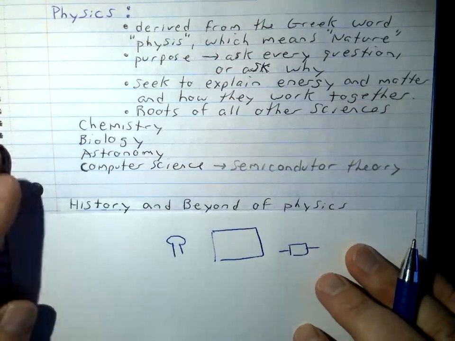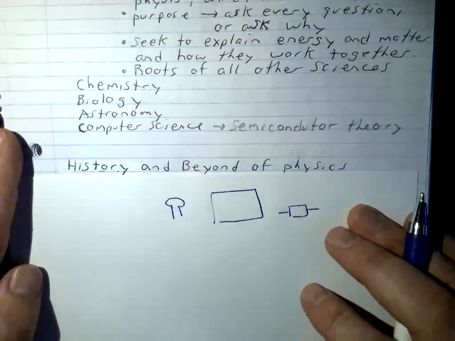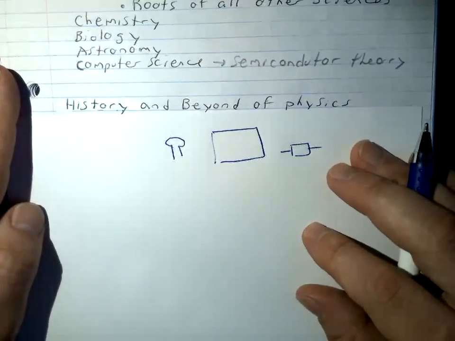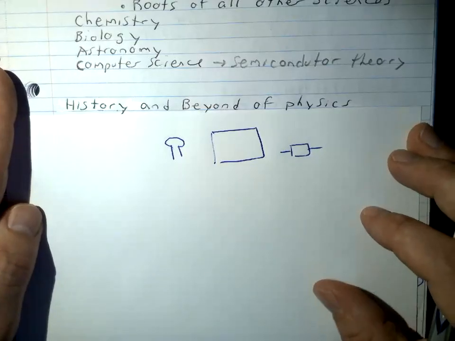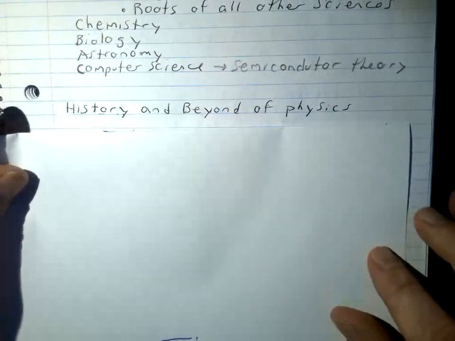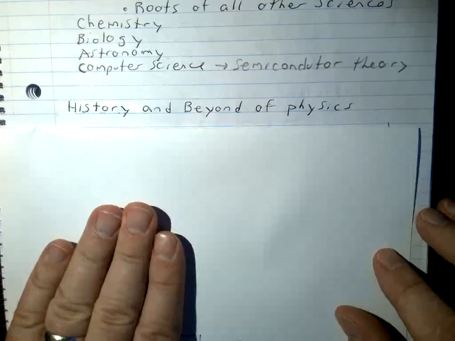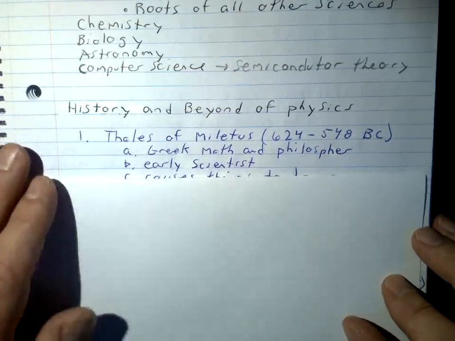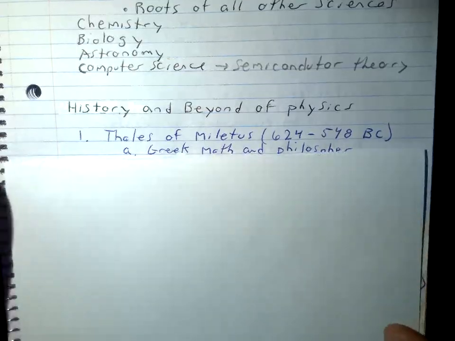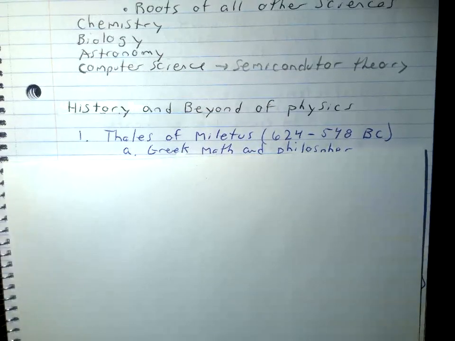Okay, let's go through some history of the development of where physics came about and where the thinking was. So, the history and beyond of physics. Back a long time ago, Thales of Miletus, about 1624 BC, before Christ, and the development of math was coming about.